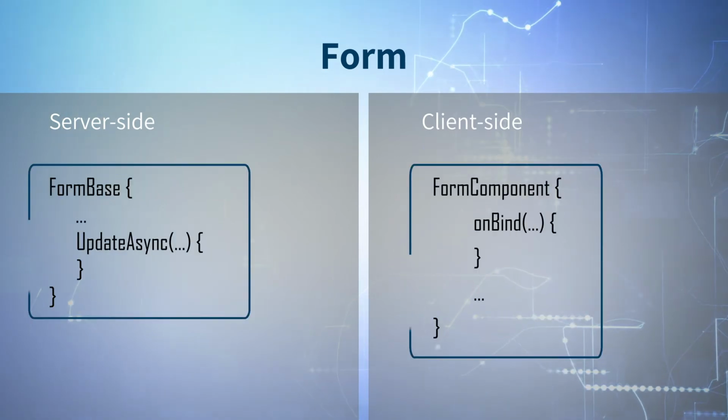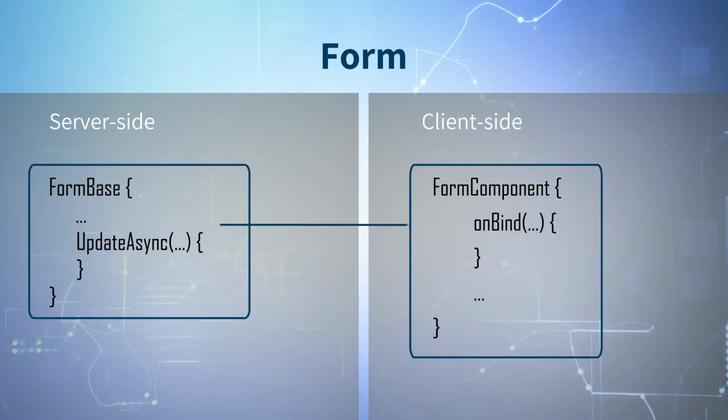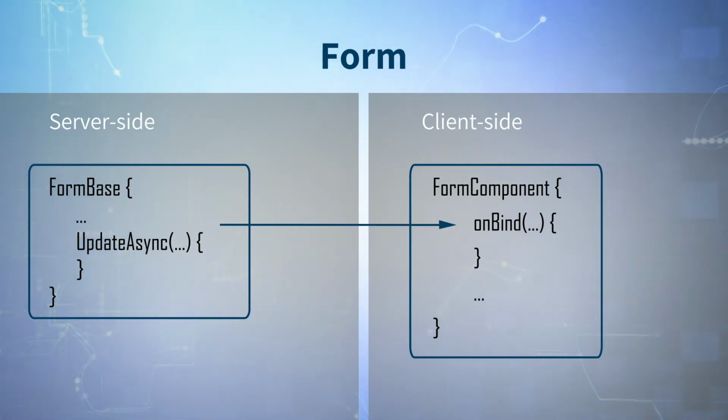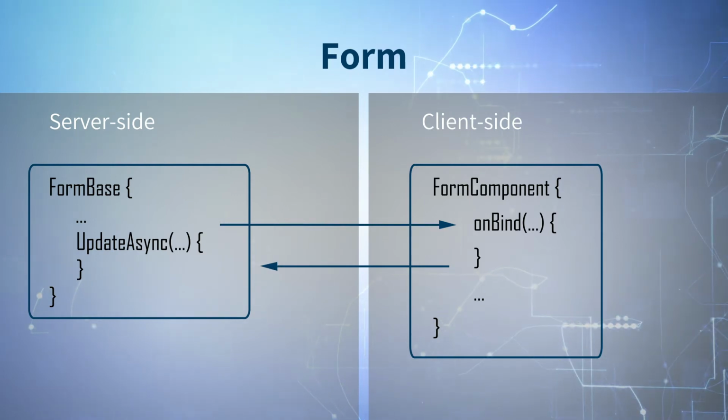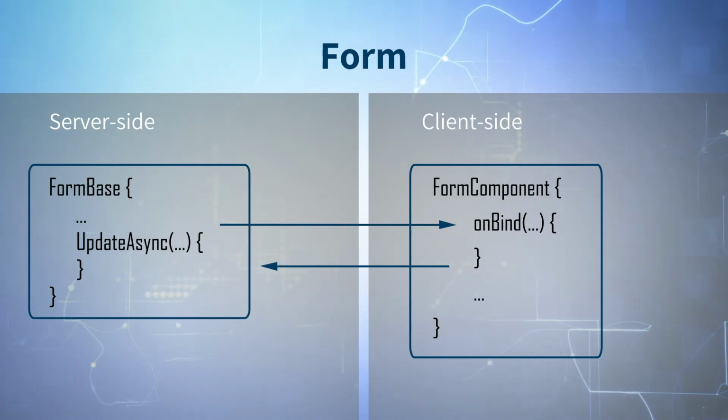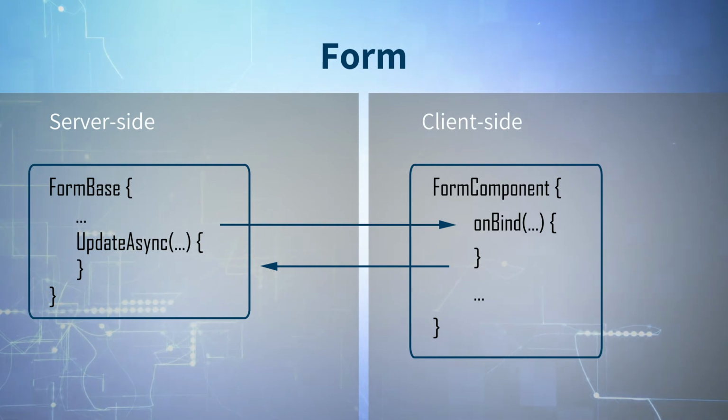When a document form is being presented, the onBind function on the client side receives the form data. When a form is saved, the Update method is called on the server side, allowing the backend code to intervene.